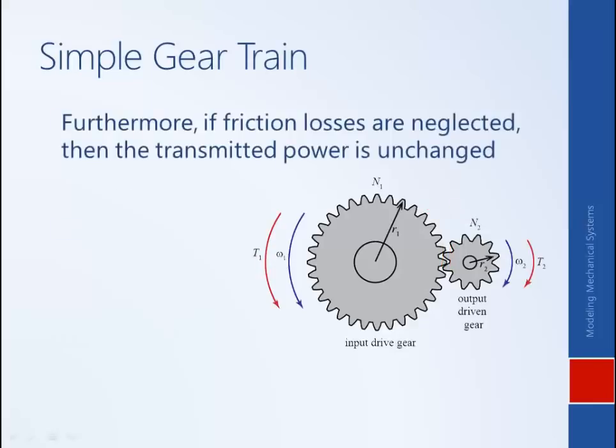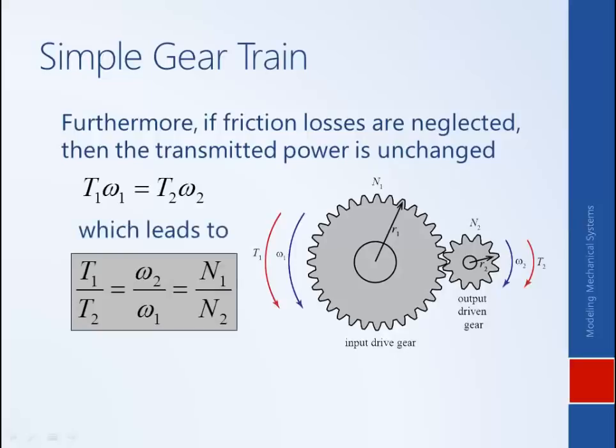In terms of the torques, we can understand the relationship between the input torque and the output torque by making the assumption that there are no losses in the transmission. So T1 times omega 1, the torque applied to the input shaft times the speed of the input shaft, is in essence the power input to the gear train, and T2 times omega 2 is the power out of the gear train. If we divide T2 to the left and omega 1 to the right, we get a relationship between the torques and the speeds.